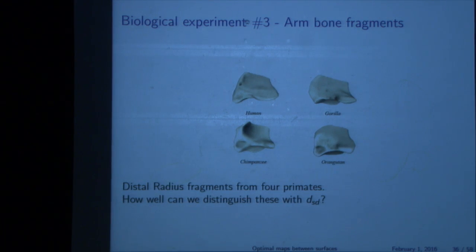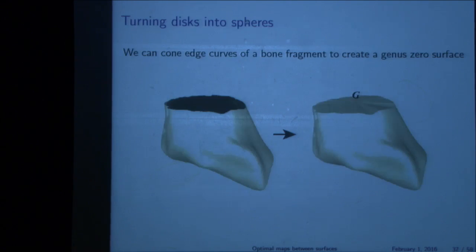This is another biological experiment. This time, this is fragments of bones from the end of the radius. It's the distal radius, which is the outside bone of your arm. This time, it typically gets broken off, so these broken off pieces are used. Here there's one from a human, gorilla, chimpanzee, and orangutan. And so this time, the scans wind up being disks instead of 2 spheres. So the first thing we do to make our method work is to cone off to the center of mass of this boundary curve to produce a sphere.